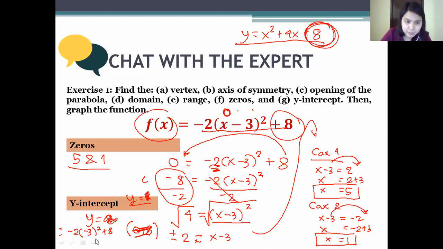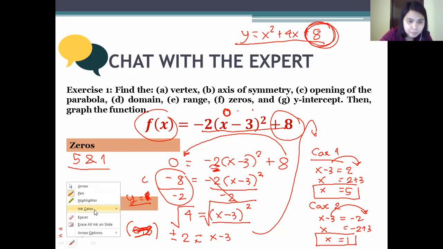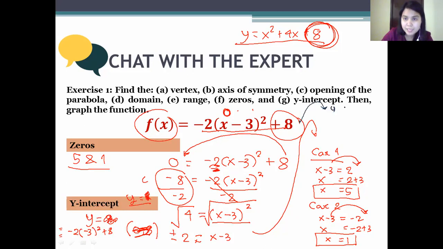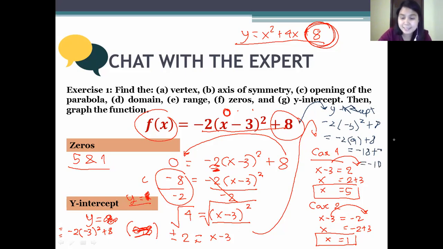So it becomes negative, sorry. Let me change my ink color. Y-intercept. Here, negative 2 times negative 3 squared plus 8. So we have negative 2 times 9 plus 8. So we have negative 18 plus 8. So the answer will be negative 10.